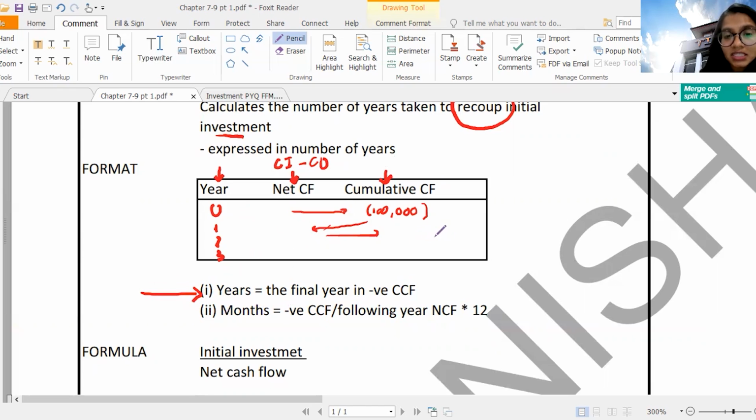You look at the year with the negative cumulative cash flow, that means the final year where the cumulative cash flow is negative. To calculate the number of months, you take the final year with the negative cumulative cash flow, divide by the following year's net cash flow, and multiply by 12 months. Now let's do an example, and then we'll come back and complete the theory.